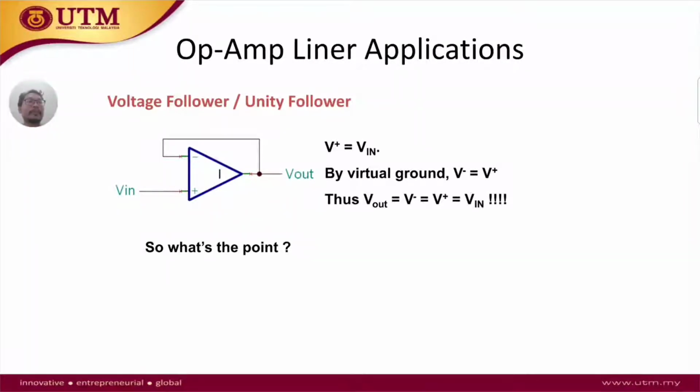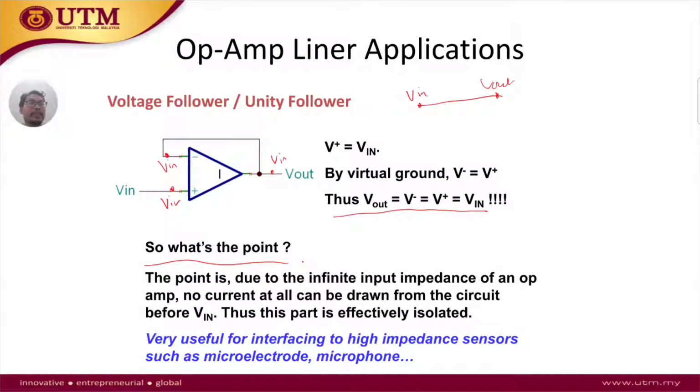It's called the unity follower. In the unity follower, we see here that if here is Vin, and because of the virtual ground, here is also going to be Vin, and therefore your Vout here is going to be equal to Vin. So in actual fact, Vout equals Vin, and the question is, why do we want Vout equals Vin, when in fact we can simply make a wire like this, Vin, and then here is your Vout, basically on the same line?